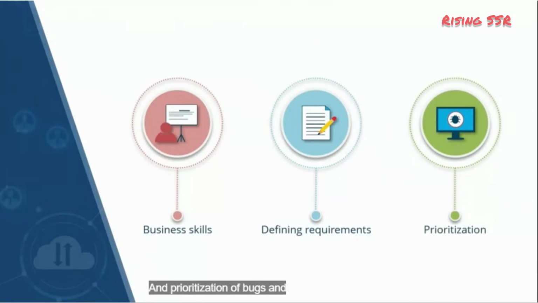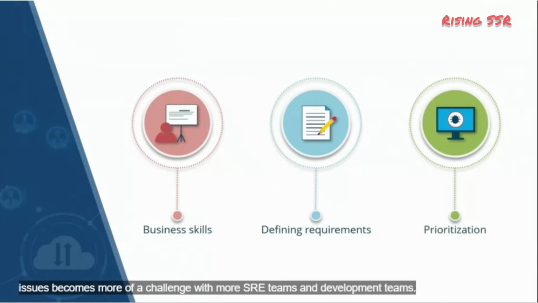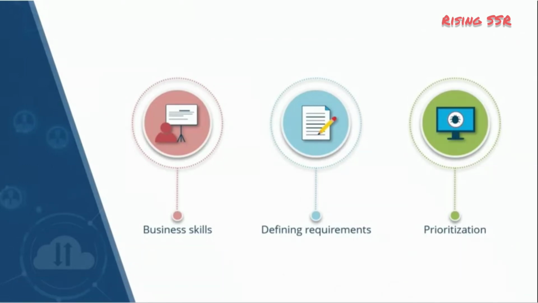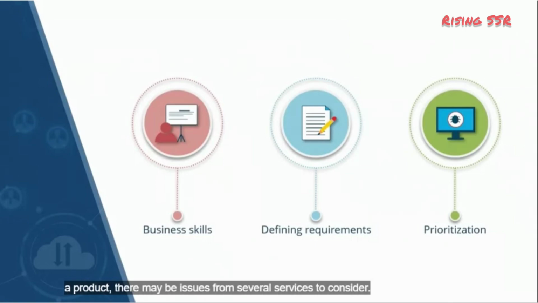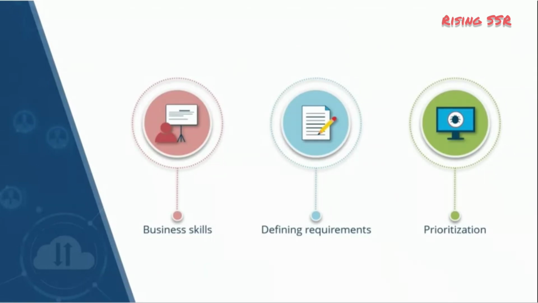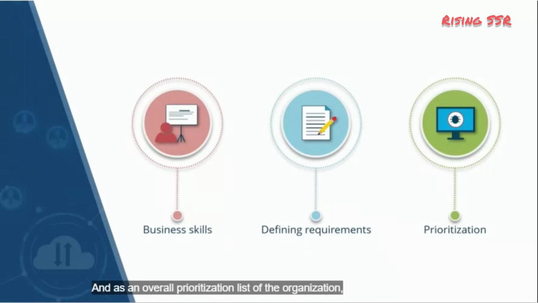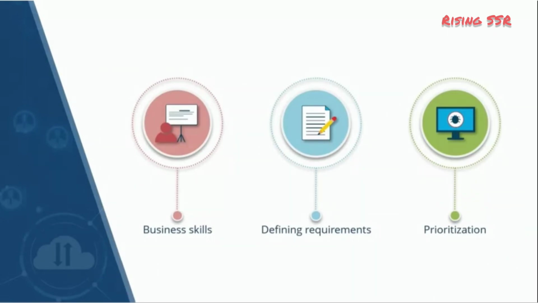And prioritization of bugs and issues becomes more of a challenge with more SRE teams and development teams. For instance, when prioritizing for a product, there may be issues from several services to consider. And as an overall prioritization list of the organization, there may be several products to consider.